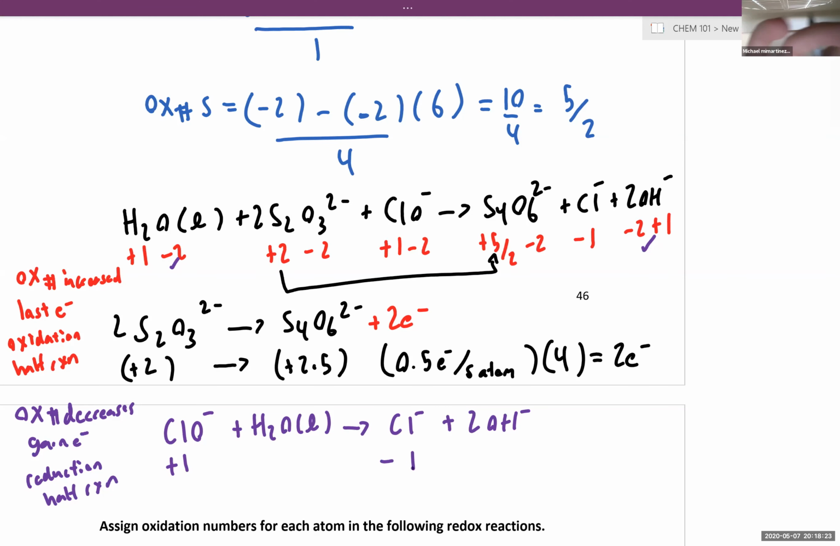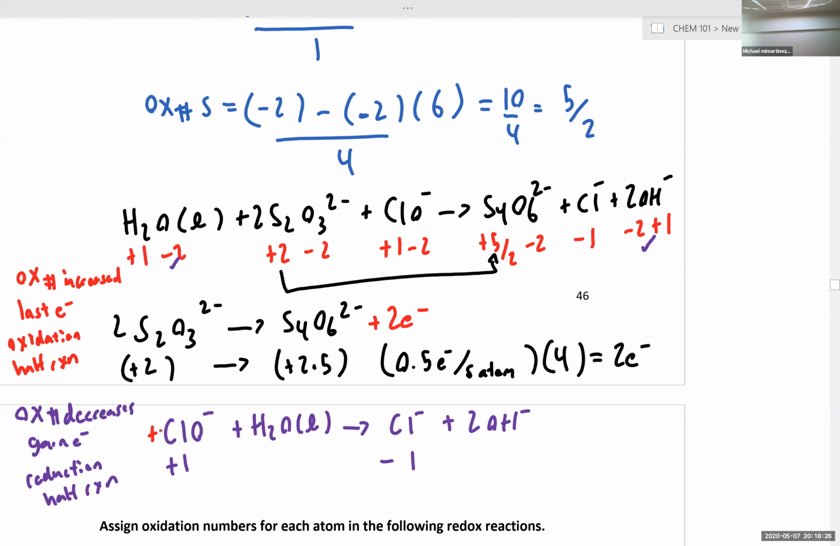So how many electrons did we gain? What's our net gain of electrons in this case? 2, exactly right. And as we can see very clearly, do we have 2 electrons in both of our half reactions? Are electrons conserved? Do we have the same number of electrons on each side of both of our half reactions? Yes, so we're good to go.